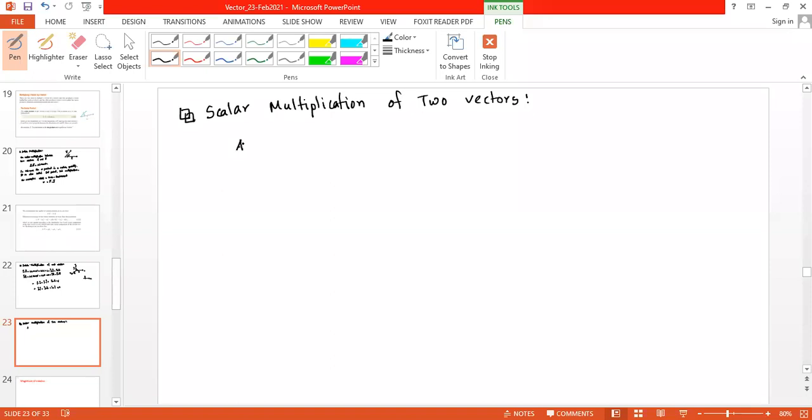One is A, that is defined as Ax i plus Ay j plus Az k. Here Ax is the x component, Ay is the y component, and Az is the z component. And the other vector is B, which is defined as Bx i plus By j plus Bz k. And I want to multiply them by a dot product.